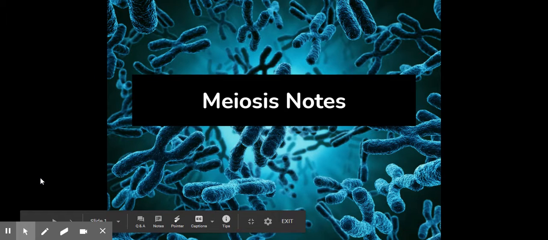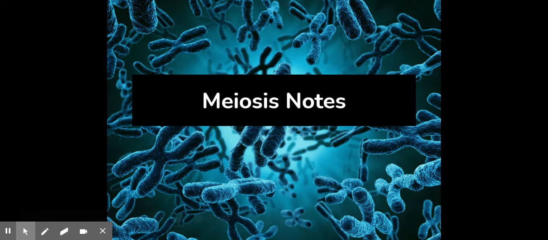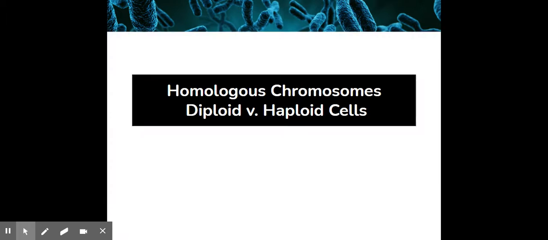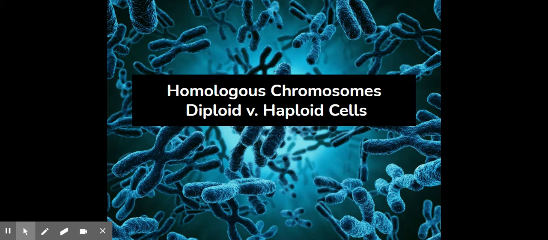Okay, so we're going to talk about meiosis. We've been talking about mitosis, which is how cells duplicate and divide to create new body cells. But now we're going to talk about meiosis, and that is how cells duplicate and divide to create gametes so that we can create new offspring. The first thing we need to talk about is homologous chromosomes, diploid, and haploid cells.